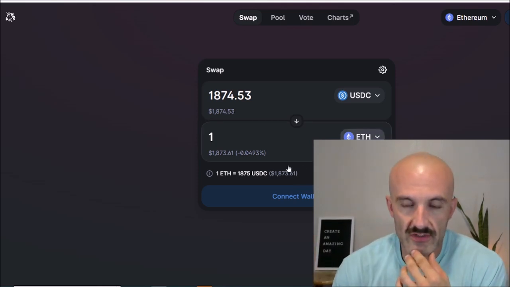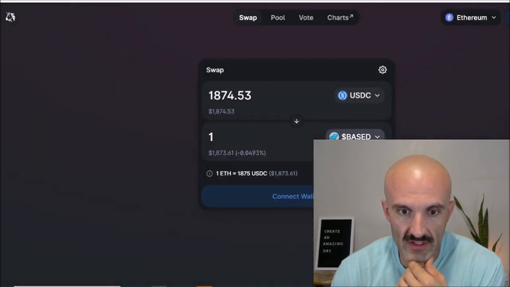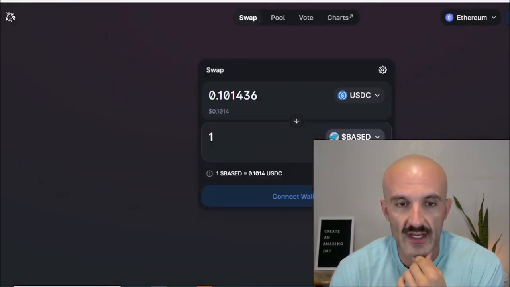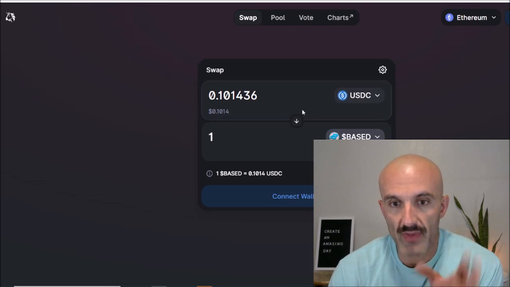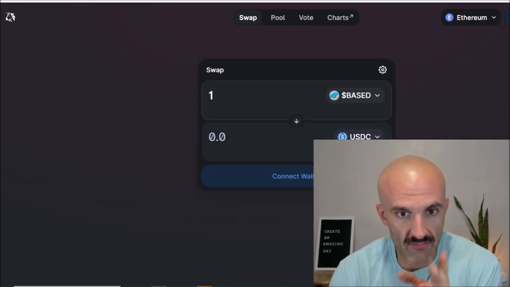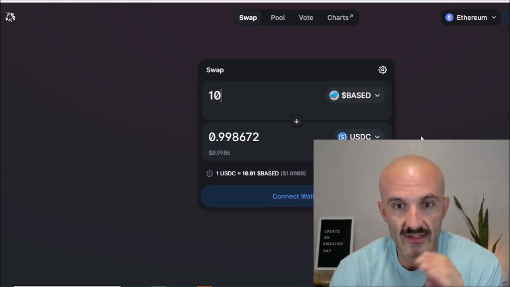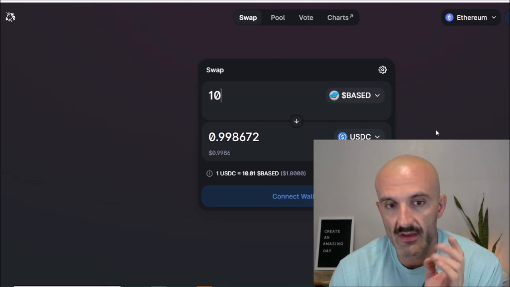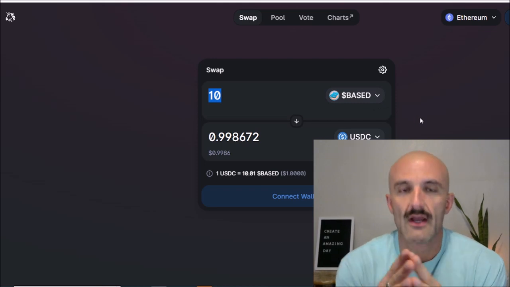Now, if we switch this to, say, I don't know what any of these things are, Base, whatever this is. If you trade from USDC to whatever this thing is, then you're paying the fee in USDC. Again, if we switch it, if you're taking 10 of these things and you're swapping them for USDC, what you're doing is you're paying a fee in Base or whatever.